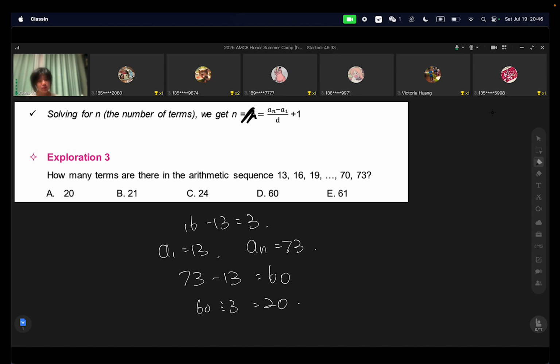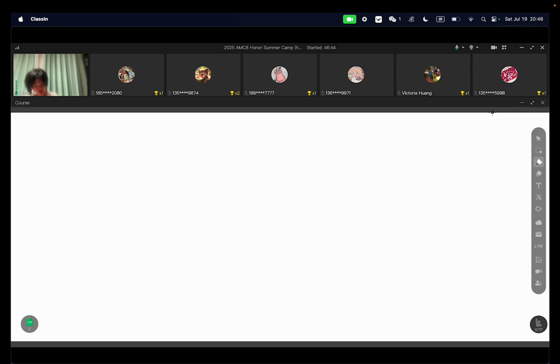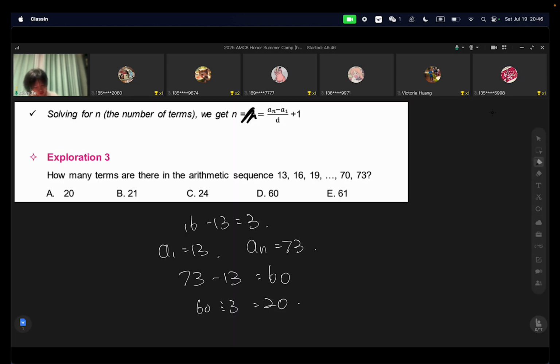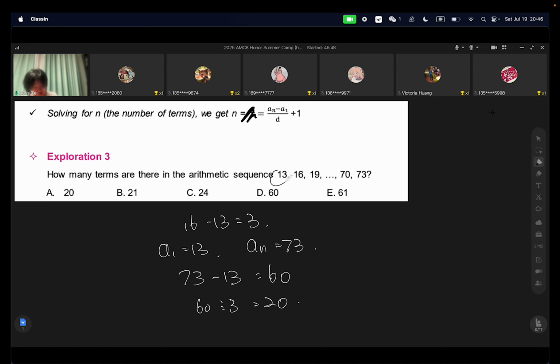However, we need to keep in mind that there is still an extra number. If it's 73 minus 13, then we're basically just ignoring the first term, which is 13. So in order to include 13 in the sequence, we need to add one term, which is 20 plus 1 equals 21. So therefore, there are 21 terms in this arithmetic sequence.